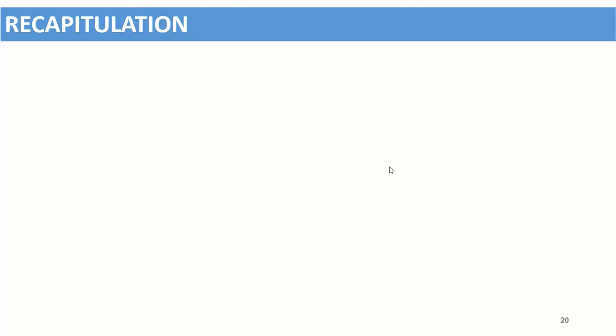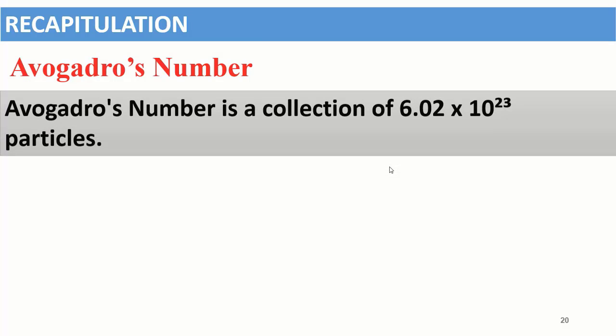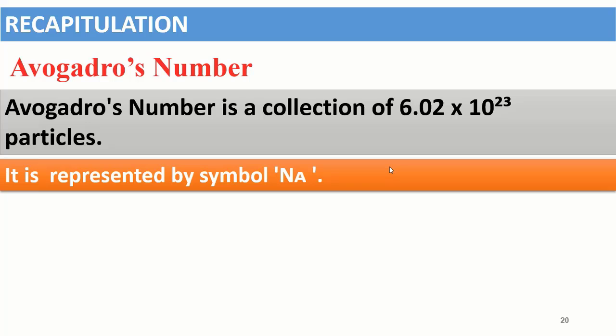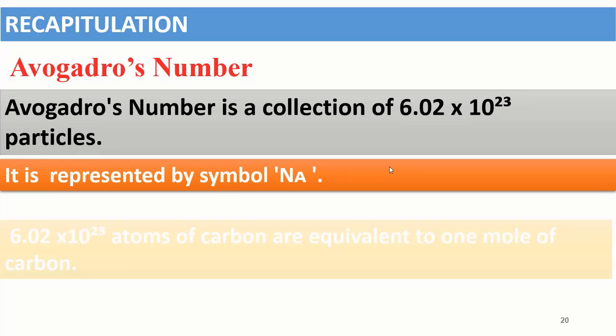Now let's have a recapitulation of the lesson. Student, first of all, you learn about Avogadro's number. What is Avogadro's number? Avogadro number is a collection of 6.02 into 10 raised to power 23 particles, and then you learn how it can be represented. It is represented by symbol Na.